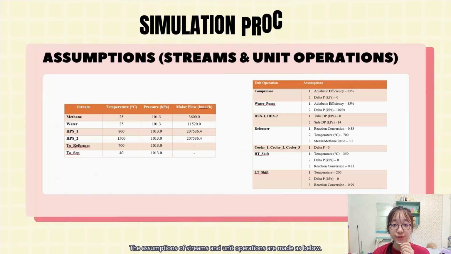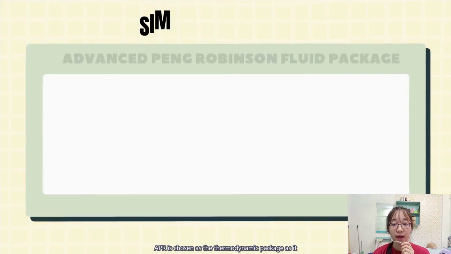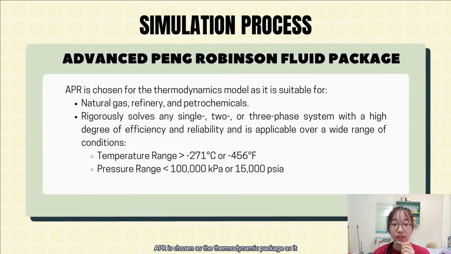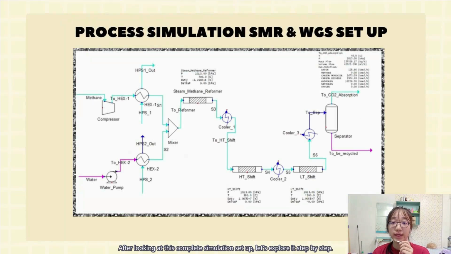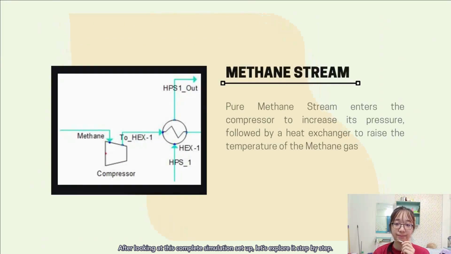The assumptions of streams and unit operations are made as below. APR is chosen as the thermodynamic package as it is suitable for natural gas and two-phase system with high efficiency. After looking at this complete simulation setup, let's explore it step by step.